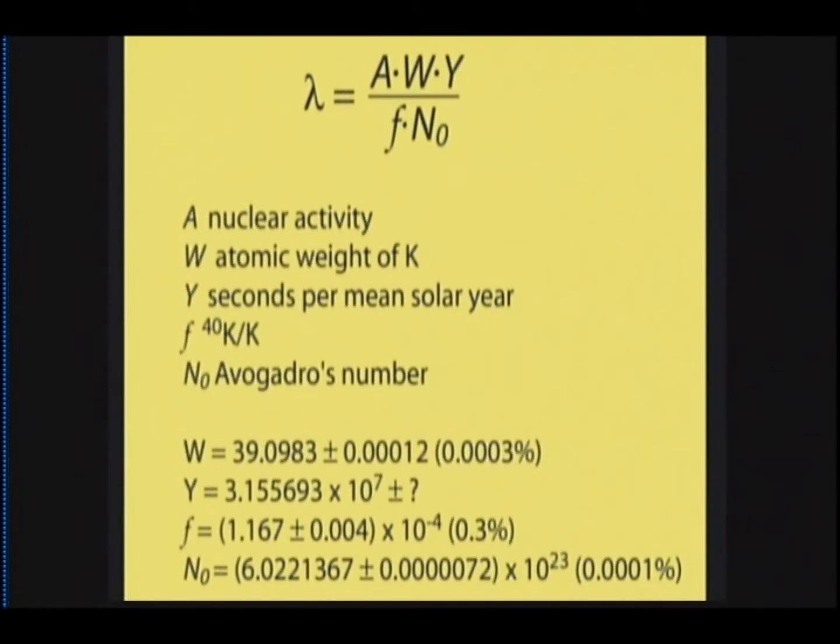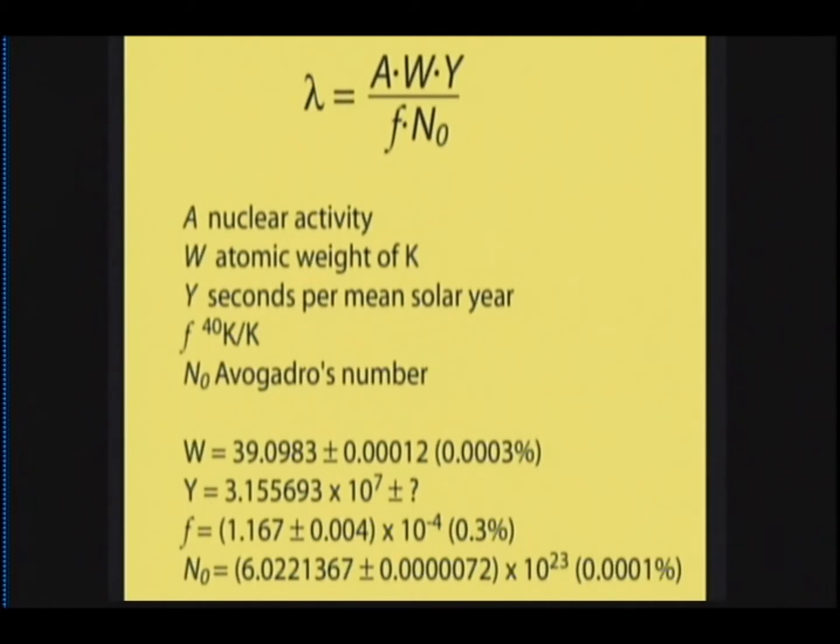So these are the values of some of these parameters. The number of seconds in a mean solar year, I'm not sure what the uncertainty on that is, but it's definitely small enough to be negligible. And then this is the value of the isotopic composition of potassium, and this is the most recent value of Avogadro's number, although this actually changes every year. There's a very, very small change to this out in this decimal place. So for our purposes, it's constant. So that's where decay constants come from.